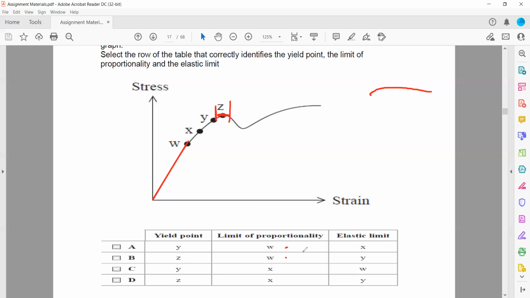And what about the elastic limit? Because the yield point, we have two options. Either Y can be a yield point or Z can be a yield point. But what will be the yield point?